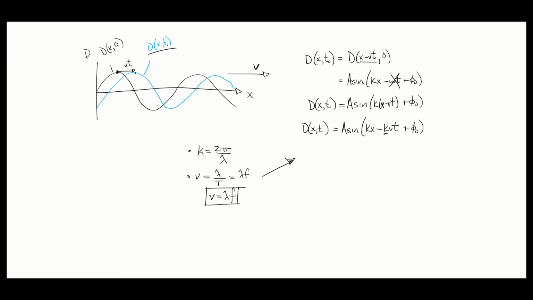If we plug those in there, we end up with our displacement as a function of position and time equal to a sine of kx minus, well, this is 2 pi over lambda, and then the wave speed is lambda times frequency, and all that times t plus that constant term. Well, we see some things cancel here. The wavelengths cancel, and we're left with a sine of kx minus 2 pi times the frequency times time plus phi naught. Now, this should look really familiar to you.